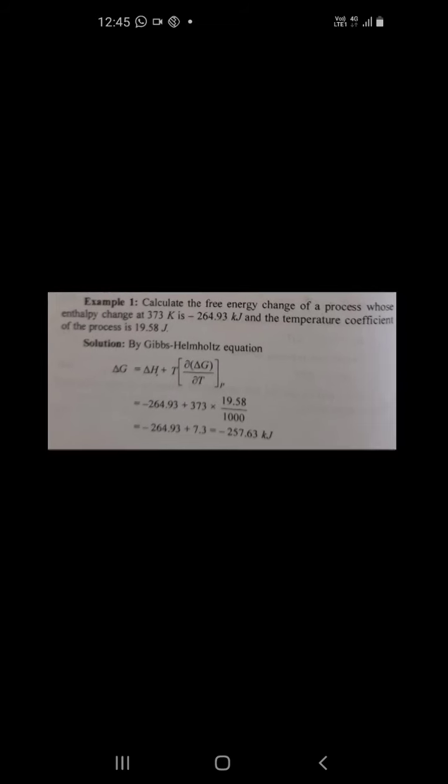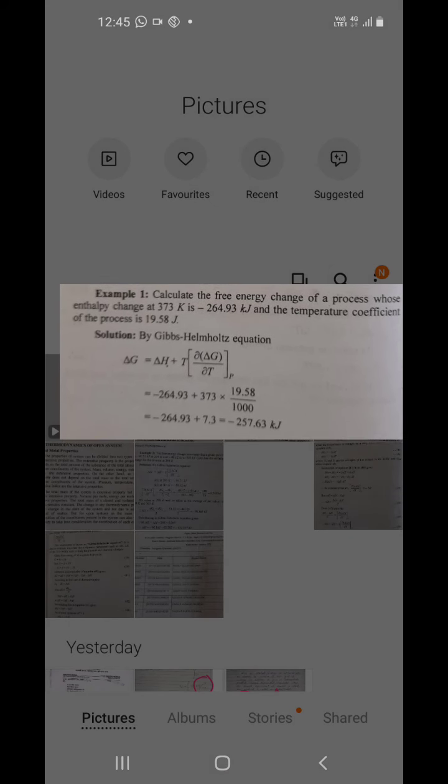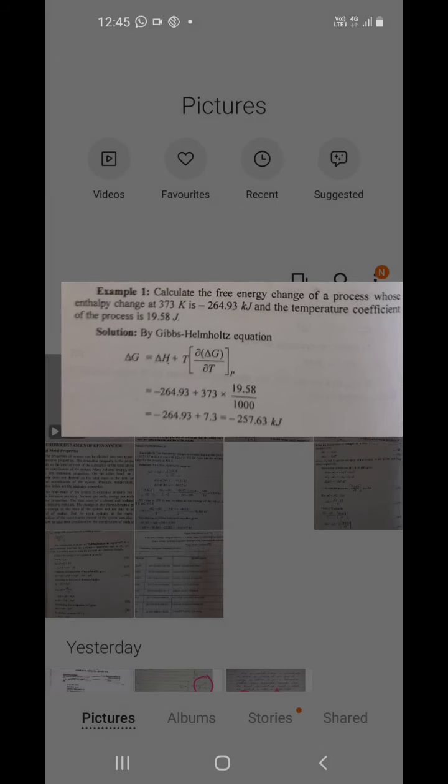If you take the Gibbs-Helmholtz equation, delta G is equal to delta H plus T times (d delta G upon dT) at constant pressure P, which is equal to minus 264.93 plus 373 into 19.58 upon 1000. Why is 1000 taken there? Because the temperature coefficient is given in joule, we want to convert it to kilojoule. So, we will get the answer, that is minus 257.63 kilojoule.